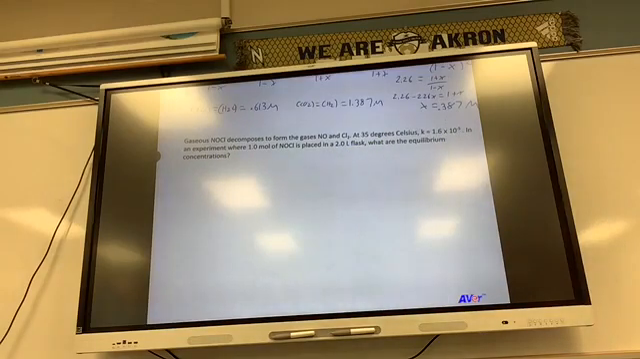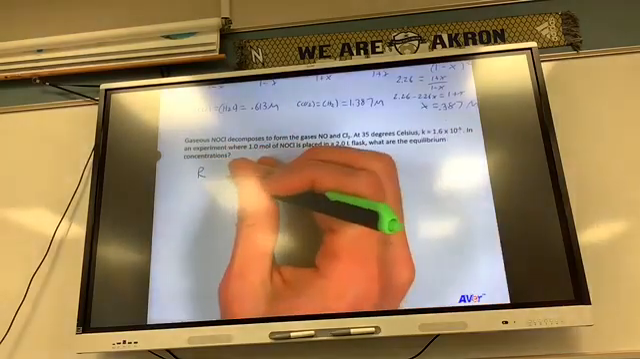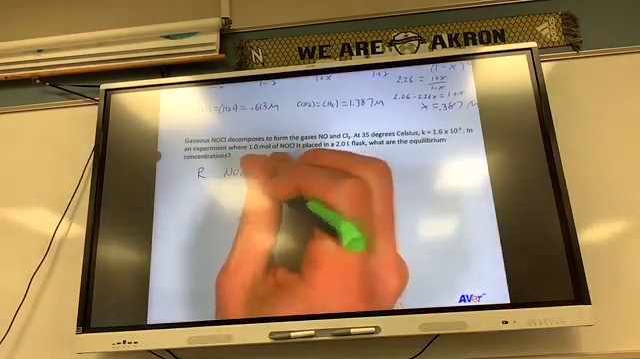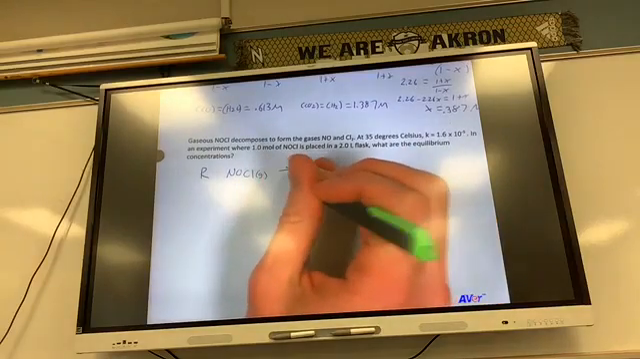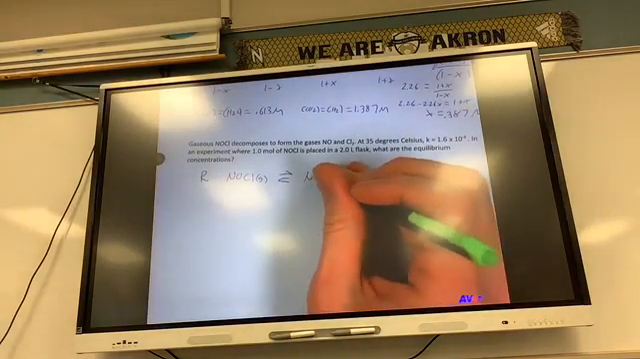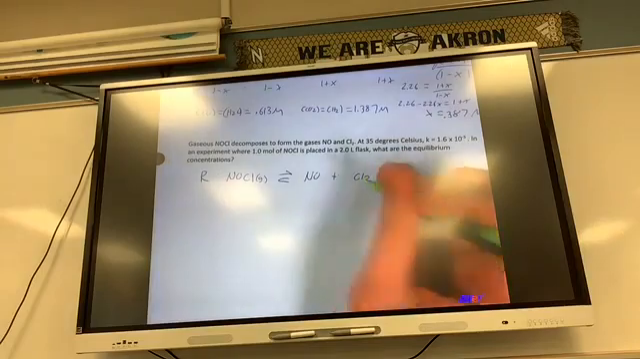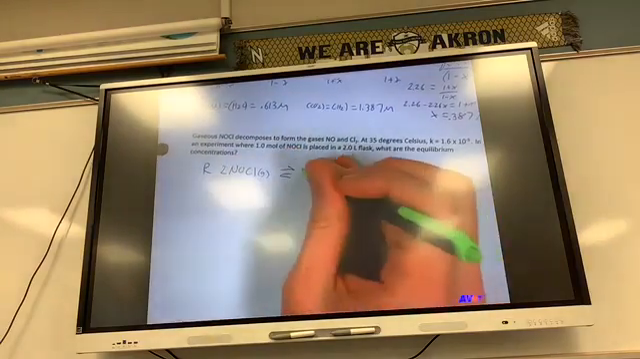Step 1. Write the equation. My reaction: I have NOCl, which is a gas, in equilibrium with NO plus Cl2. This needs to be balanced, so that means I have to put a 2 here and a 2 there.